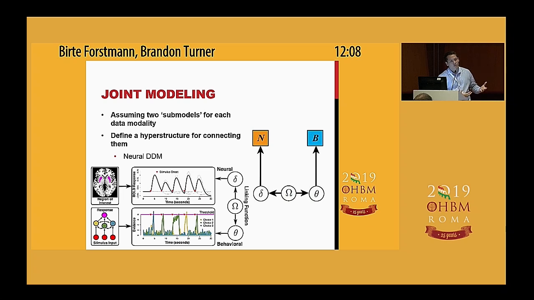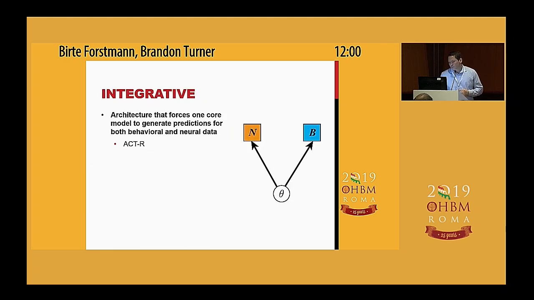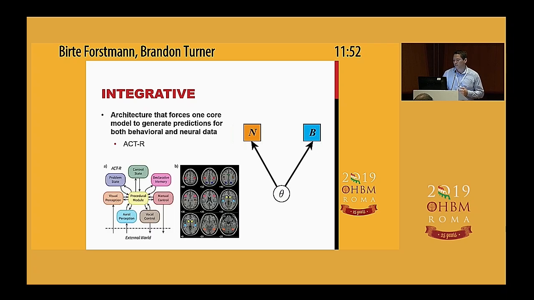Now, this is a hierarchical structure. You can do this in a frequentist framework, but as I'll show later today, you can do this in a Bayesian framework quite conveniently. The last approach is that of the integrative approach. So here, this is the most close you can be to jointly describing two different types of neural and behavioral measures.